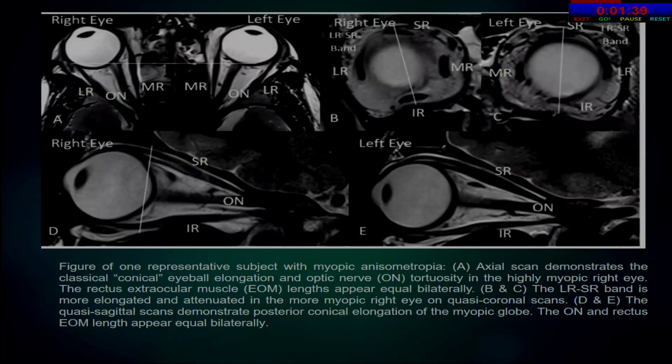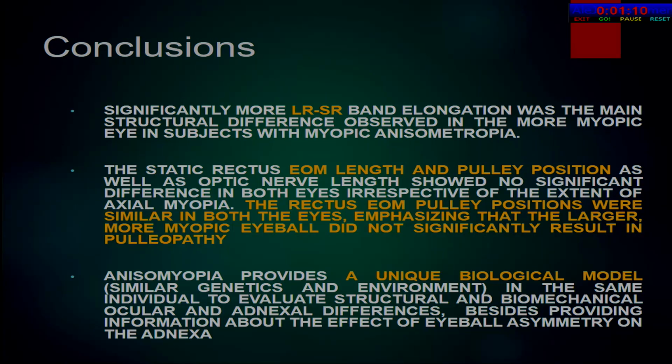Can you show it to us with the pointer and the mouse? One second. Can you see this LR-SR band is a little longer than this one, which is in the left eye. And here you can see the larger eyeball in the more myopic eye than this one, the less myopic eye. These results we found while we analyzed all the subjects. Our conclusion is that in all the subjects we found the difference in the LR-SR band and refractive error, but other parameters were more or less similar.